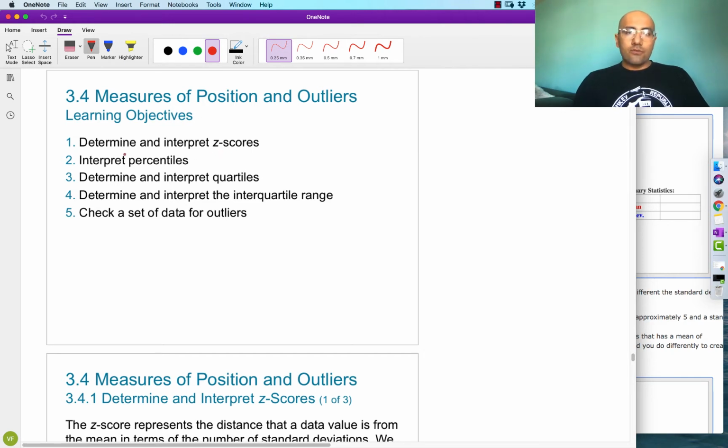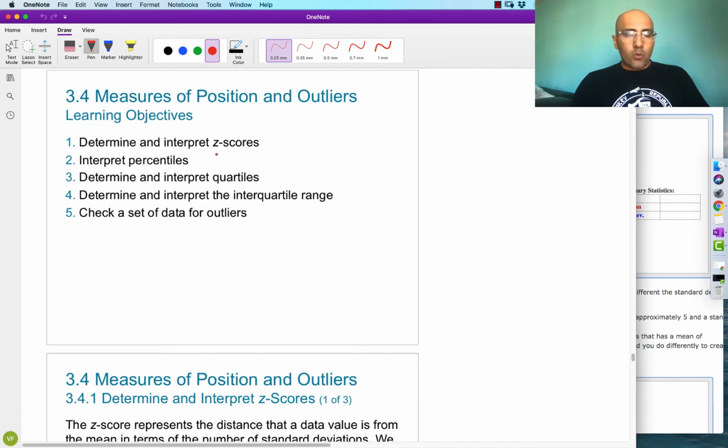We're going to think about percentiles, again, describe what that is and how to calculate them. Then we're going to determine and interpret quartiles. We're going to determine and interpret interquartile range. And then we're going to check the data for outliers.